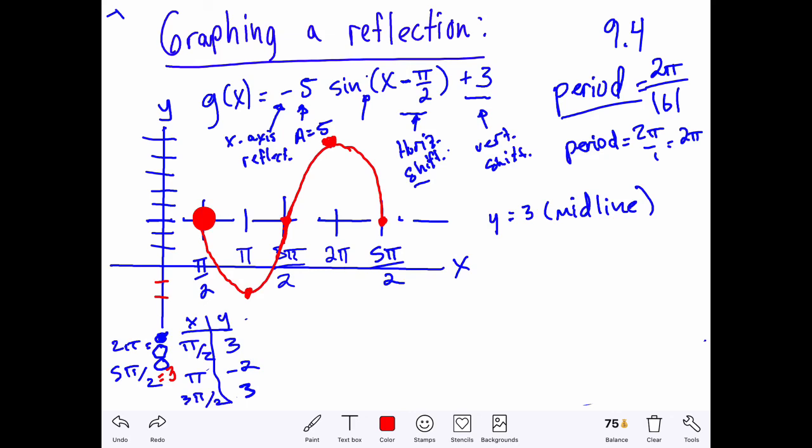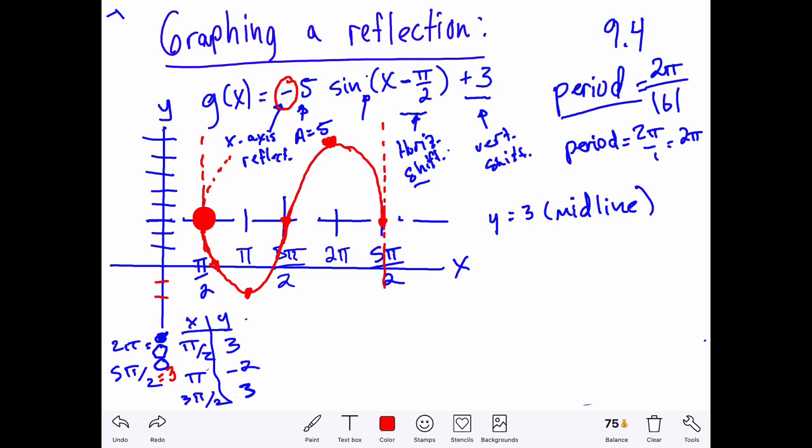Okay, so notice we've got a sine graph, but what happened? Well, instead of it opening upwards as typical, it opens downwards. Well, why is that? Well, that's the influence of this x-axis reflection. So instead of opening upwards, it's going to open downwards, and then it's going to do the complete cycle. And that's one full period of it from pi halves to 5 pi halves.